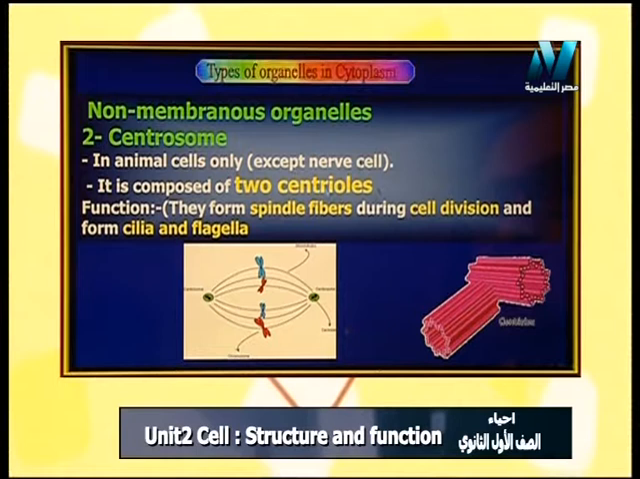سنتروسوم in animal cells only except nerve cells. عشان كده النيرف cell can't divide. It is composed of two centrioles. The function of the centrosome is the formation of spindle fibers during cell division, and forming cilia and flagella. يبقى ده الجزئين اللي قلنا عليهم non-membranous organelles زي ما قلنا centrosome and ribosomes.